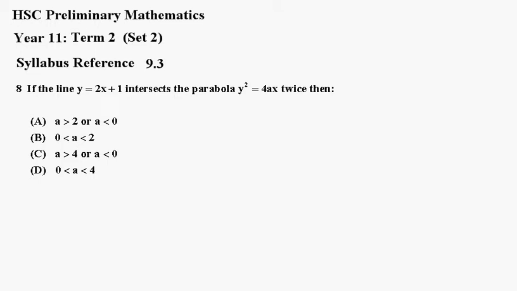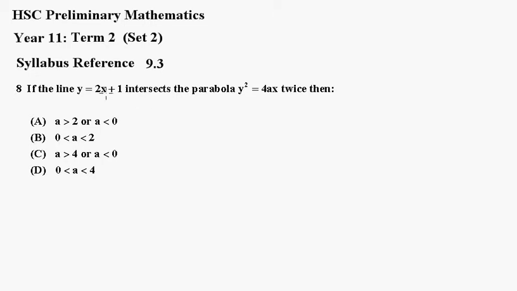Question 8. If the line y equals 2x plus 1 intersects the parabola y squared equals 4ax twice, then A, B, C, or D. Okay, now what we'll do, we'll solve these simultaneously, and on doing that, we'll get a quadratic equation. Let's just do that part first, and we'll develop the rest of it.